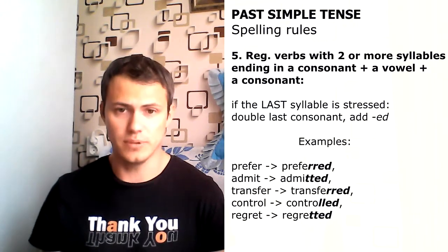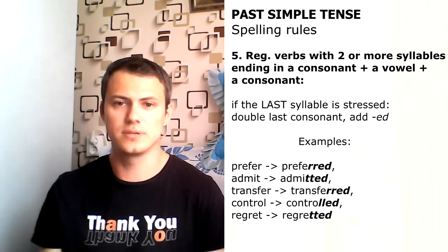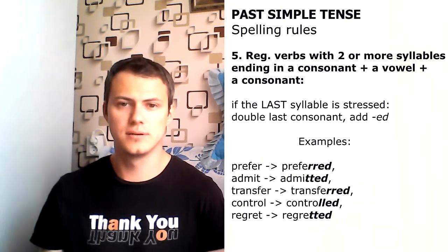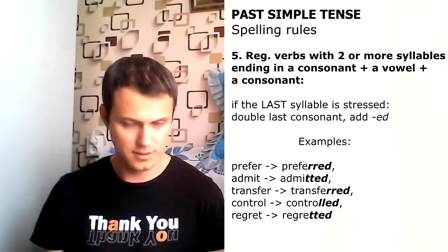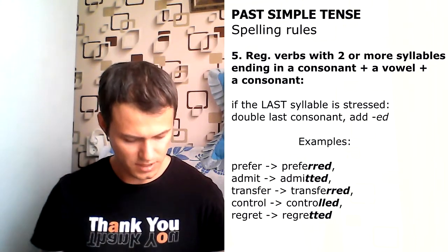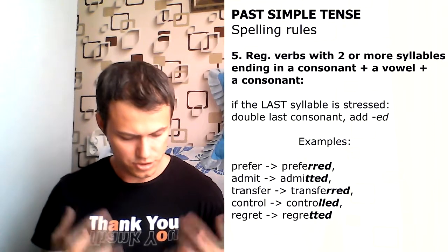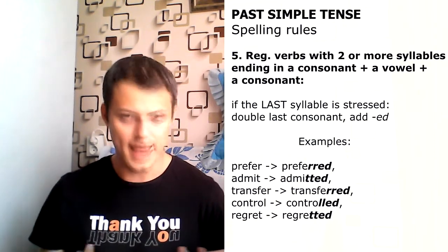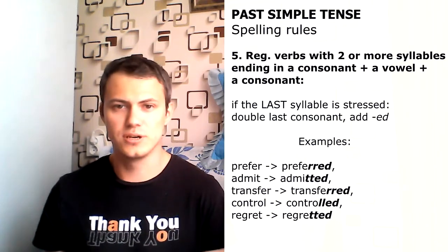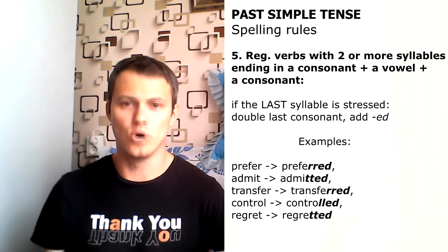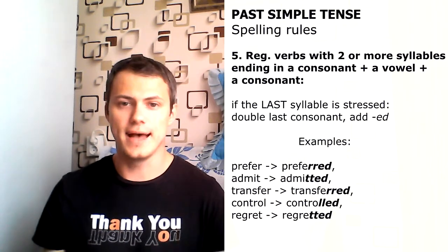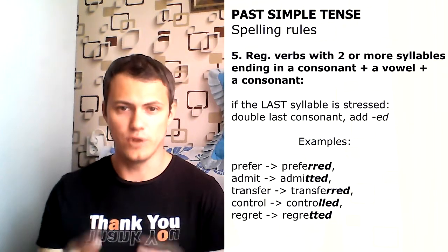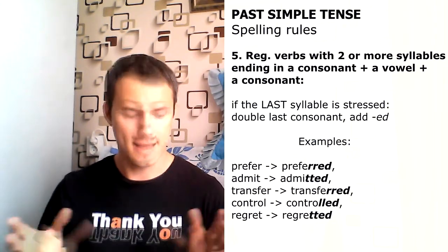So, for example, prefer becomes preferred with two r. Admit becomes admitted with two t. Transfer becomes transferred. Control becomes controlled. And regret, for example, becomes regretted. So you can see that we have two consonants at the end of the main verb before the ed ending.